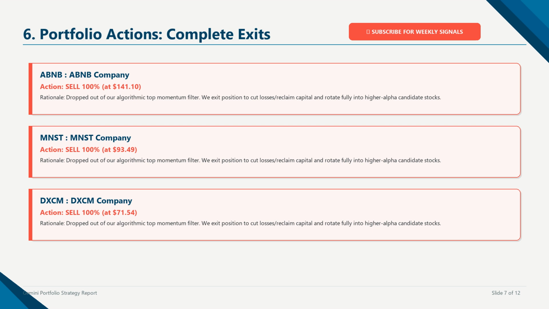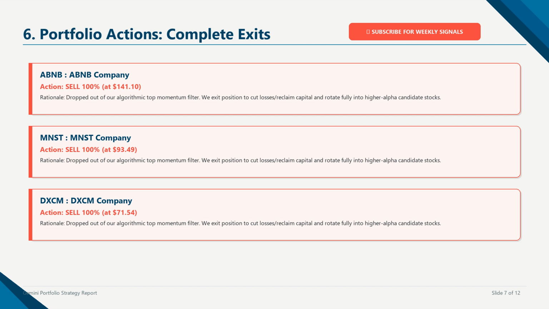Based on these insights, we are implementing several complete exits to optimize our portfolio. We are selling all shares of ABNB, MNST, DXCM, MA to manage risk and cut losses. For example, exiting ABNB allows us to lock in capital and avoid further downside exposure as its short-term momentum flags. Similarly, selling MNST and DXCM cleanses the portfolio of names that have fallen below our strict fundamental and trend thresholds.